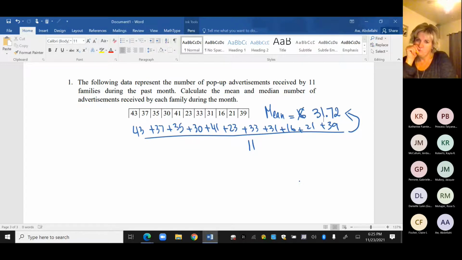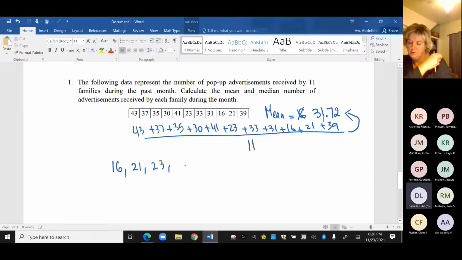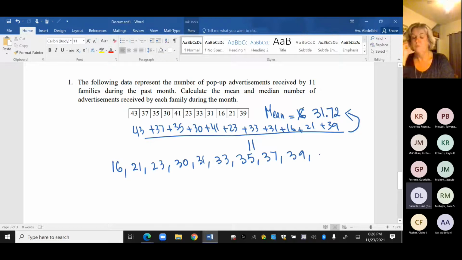Okay, so let's order them. We go from 16 and then to what? 21, and then 23, then 30, 31, 33, 35, and then 37, 39, 41, and 43.